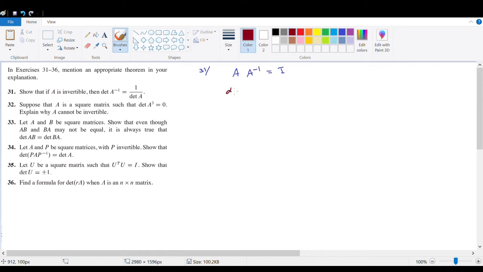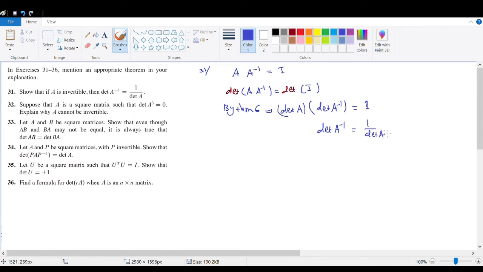Now if we take the determinant of both sides, here we have the determinant of A multiplied by A inverse is equal to the determinant of I. By theorem 6, we know that this is equal to the determinant of A multiplied by the determinant of A inverse, and we know that the determinant of the identity matrix is just equal to 1. So now we need to find the determinant of A inverse. It will be equal to 1 over the determinant of A, because A is invertible, so the determinant is not equal to 0 and we can divide by it. So the determinant of A inverse is 1 over the determinant of A.